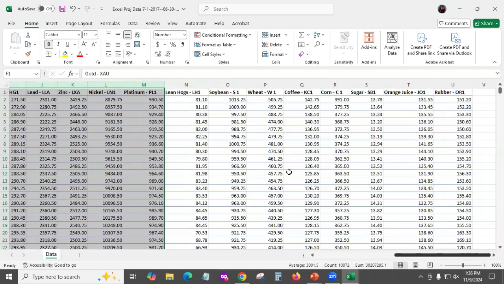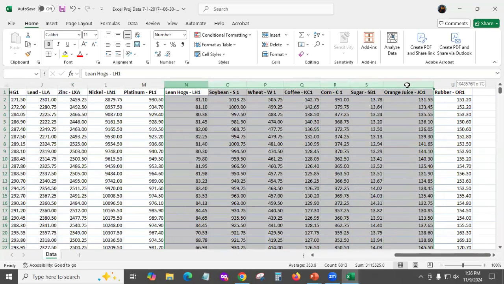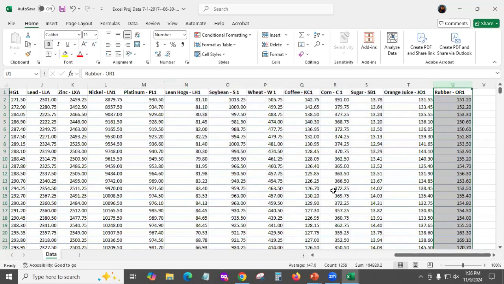Moving further along, we have your food-based commodities: lean hogs, soybean, wheat, coffee, corn, sugar, orange juice. And those are pretty much self-explanatory. They're all commodities that are sold on the open market. And then finally, I end with rubber, which is also used as an industrial material for just about anything. So here are your commodities.